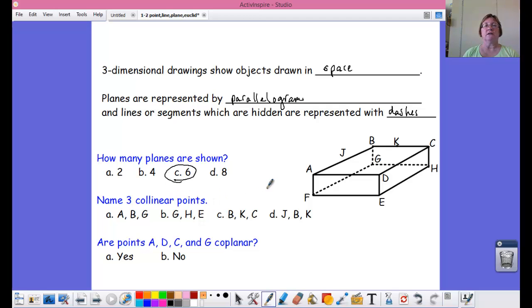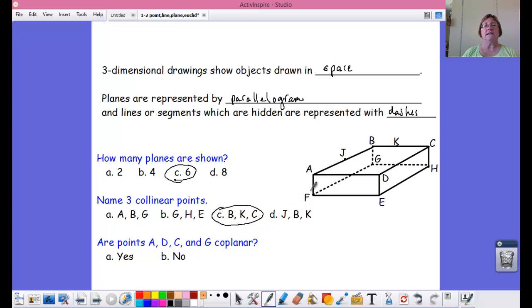3 collinear points. 3 points all on the same line. I believe there's only one place in this picture that shows that. Oh, no, there were 2. BKC, though, is the one that's listed. The other would have been AJB, and that's not a choice.